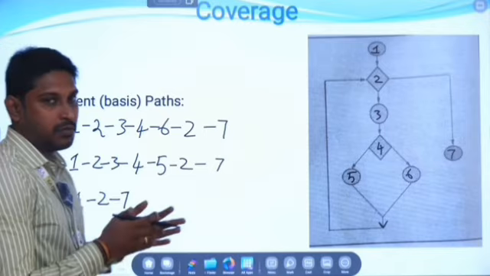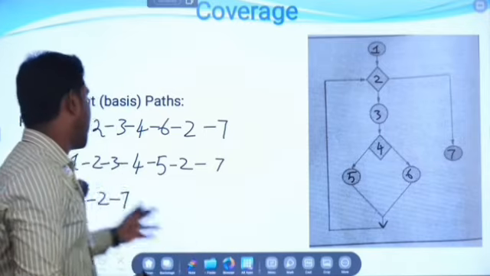So these are the maximum number of paths in this given graph. So the total number of paths will be 3.